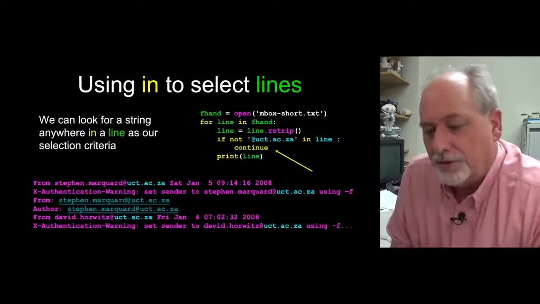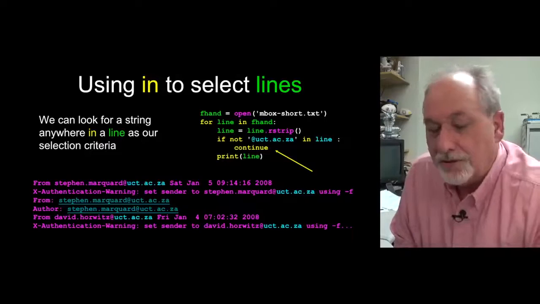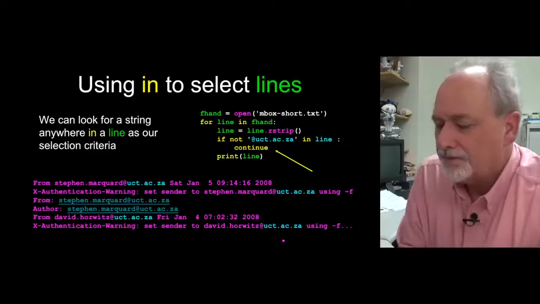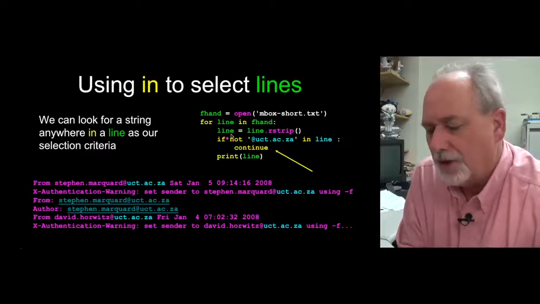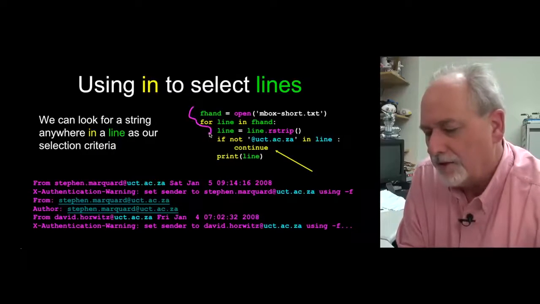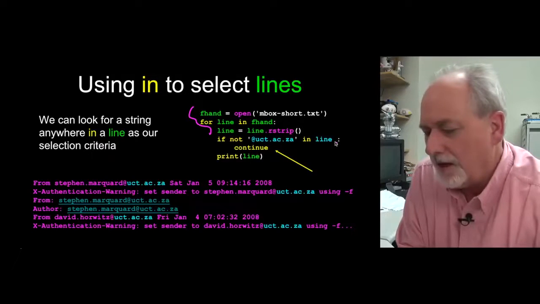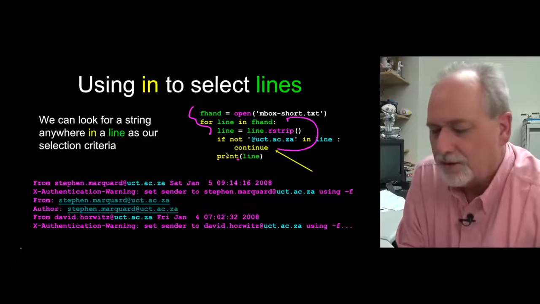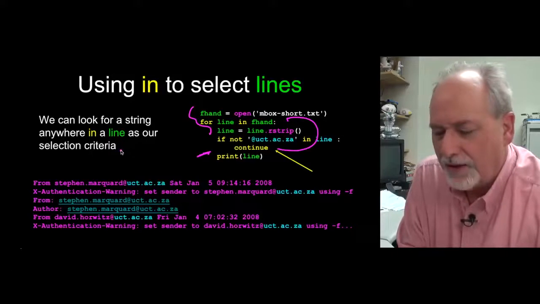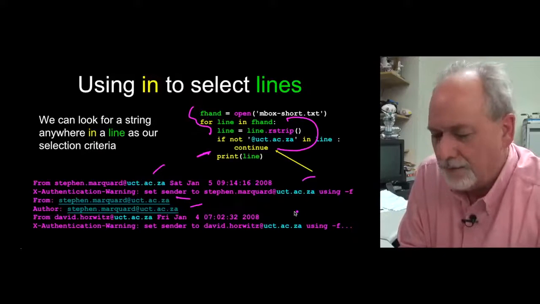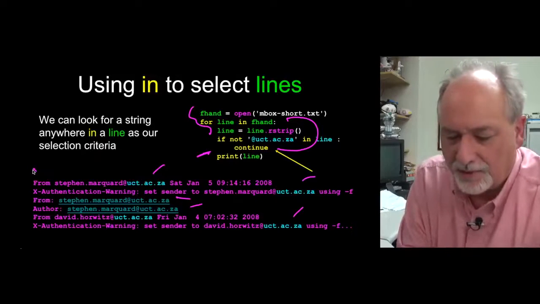Another way to select the lines that we're interested in is to use the in operator. We talked before about the in operator and how that works. We're basically going to use the continue skipping method. We're going to read all the lines, these first few lines. If uct.ac.za is not in the line, skip it. And so this is going to print out all the lines that have the string uct.ac.za in them. And so you see this is the output of the program.